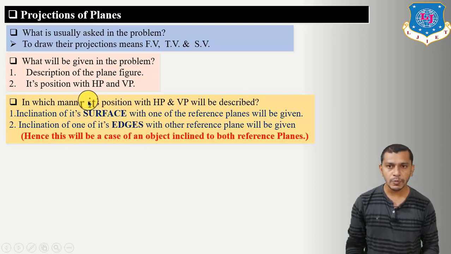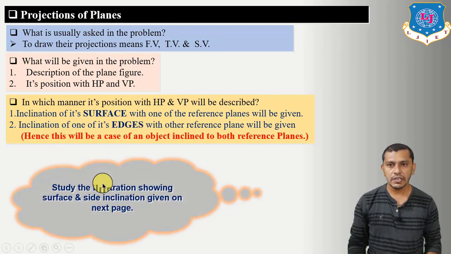That means if the surface of the plane is inclined to the horizontal plane, then its edge will be given inclined to the vertical plane, and if the surface is inclined to the vertical plane, then its edge is given inclined to the horizontal plane. Hence this will be a case of an object inclined to both the reference planes, and here the object is our plane. So if the plane is inclined to both the reference planes, inclined to HP and inclined to VP both, then the problems of planes will be solved in 3 different stages.